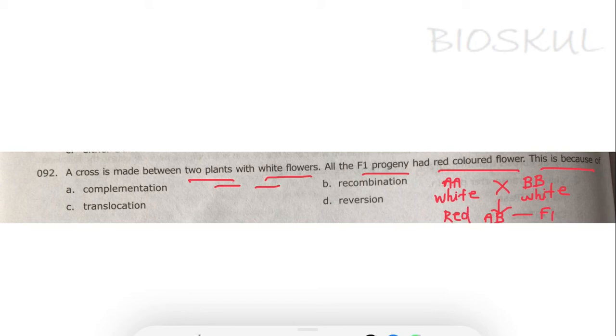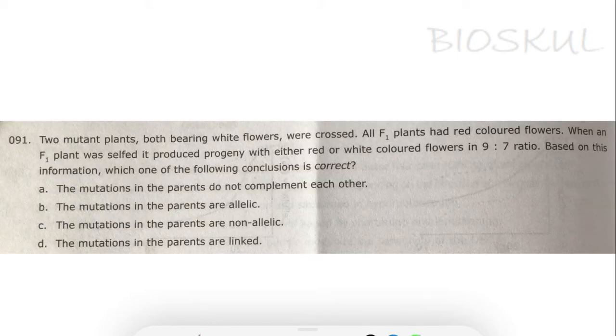So here the red color flower is produced because the genes A and B complement each other, and that results in a new phenotype in the F1 generation. So the correct answer for this question is option A, that is complementation. Here the two genes complement each other, and that leads to the formation of red color flower in the F1 generation.